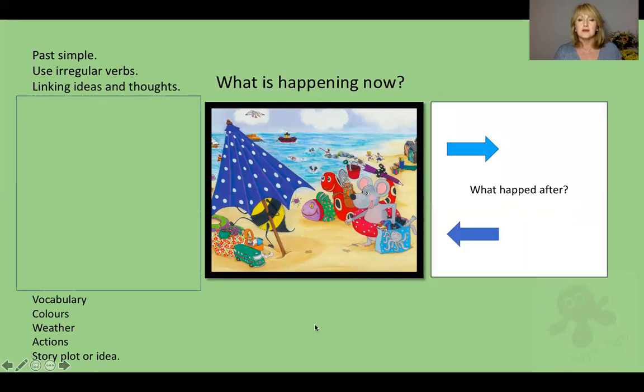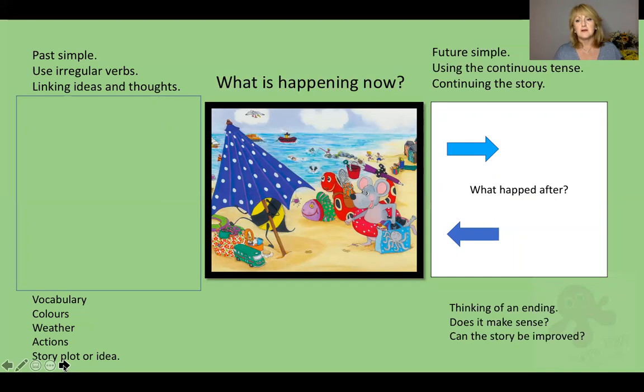And so here, again, it's a good idea to get children thinking of the possible scenario of what happened after. So again, it could be using, I'll just move this down, future simple, using the continuous tense. Now remember, we tend to talk in the present continuous, and so it's good that children can hear the changes of the verbs, especially with irregular verbs, continue the story. And more than that, it's about thinking of the ending. Does it make sense? And can the story be improved?